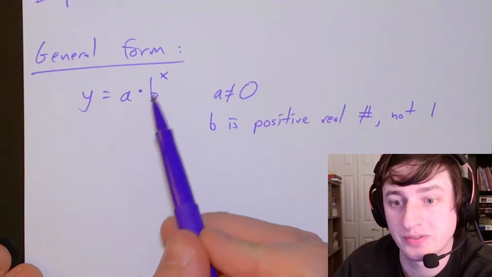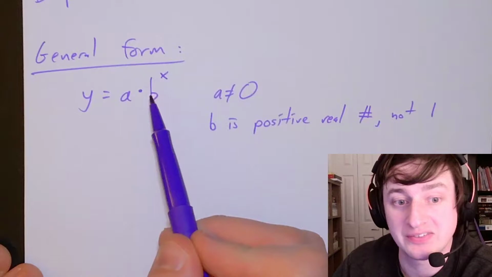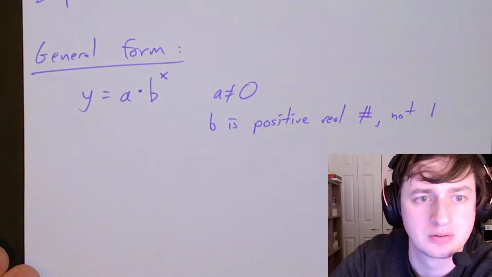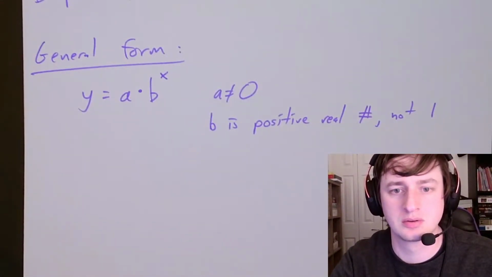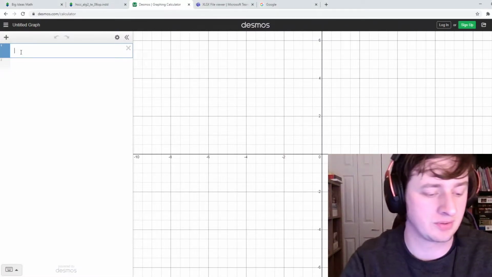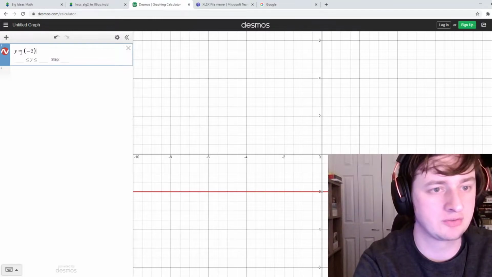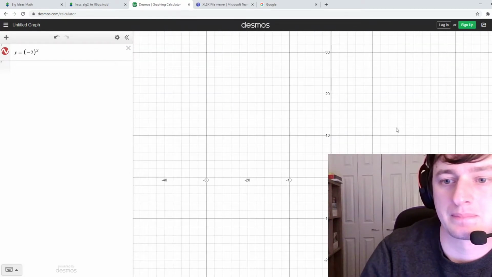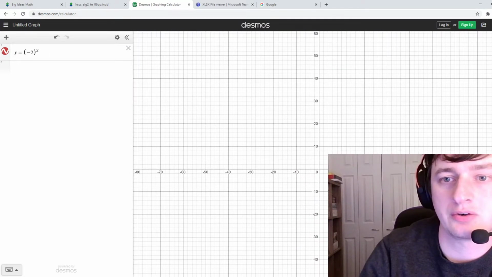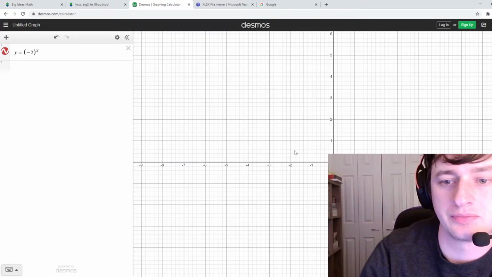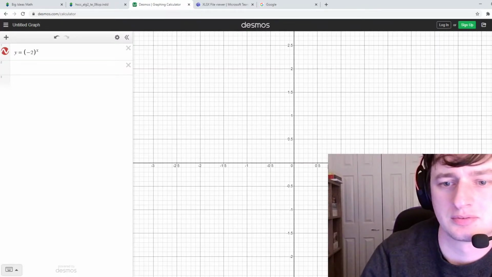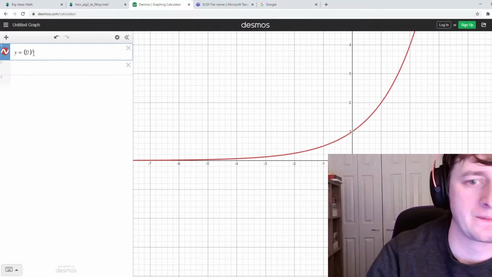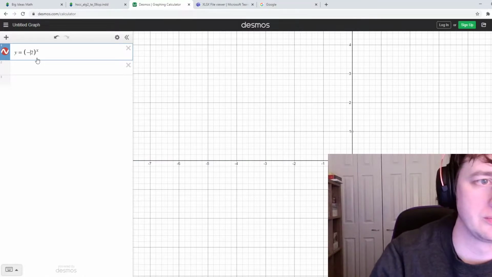Now you can make functions where this is negative, but that's going to look crazy. So I want to show you that on Desmos. So let's say y equals, let's just do negative 2 to the x. Notice how there's not a graph here. There was, kind of, some dots and stuff. They all disappeared. There's not a graph here. It's not because a negative number is impossible. You can do a negative number.